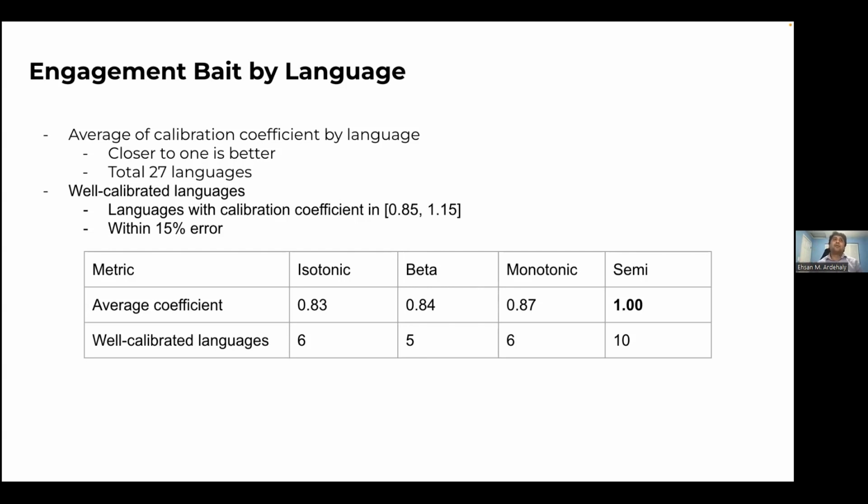We looked at the languages, and we call languages that have a calibration score between 0.85 and 1.15 well calibrated. Basically, they are within 15% of error. For a supervised approach, there are only 5 to 6 languages well calibrated, but by using semi-supervised learning, we can increase it to 10 languages now well calibrated.